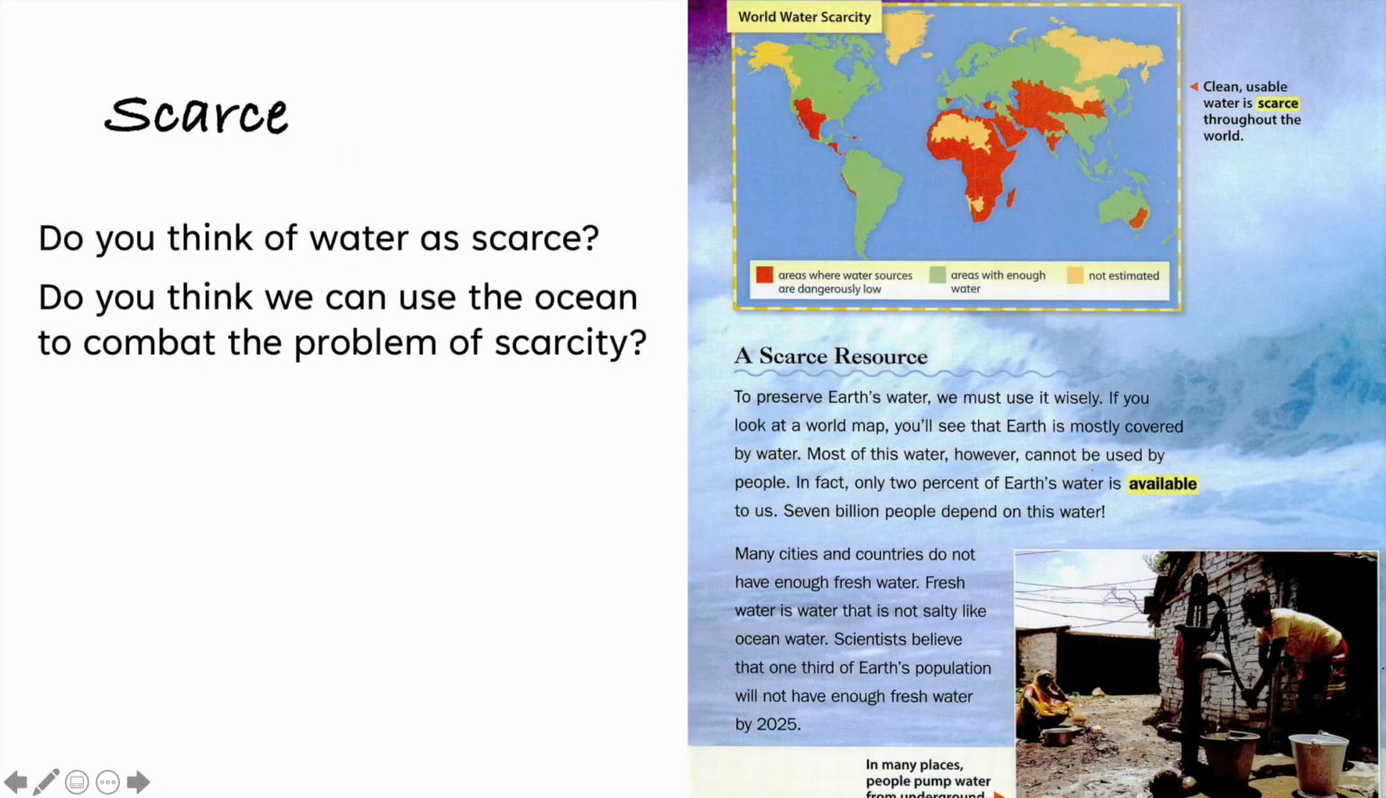A scarce resource. To preserve Earth's water, we must use it wisely. If you look at a world map, you'll see that Earth is mostly covered by water. Most of this water, however, cannot be used by people. In fact, only 2% of Earth's water is available to us. 7 billion people depend on this water. Many cities and countries do not have enough fresh water. Fresh water is water that is not salty like ocean water. Scientists believe that 1/3 of Earth's population will not have enough fresh water by 2025.